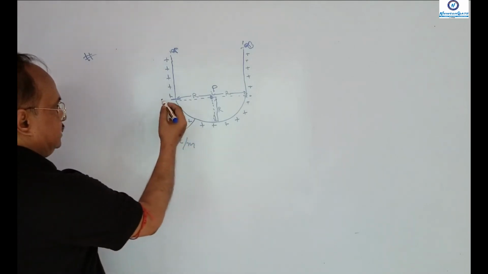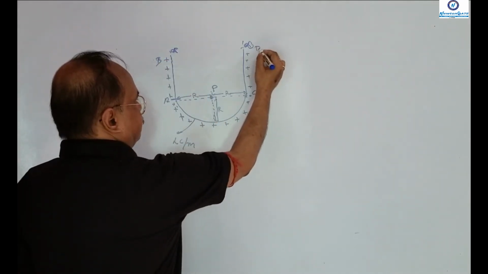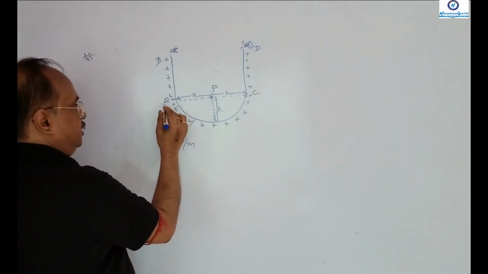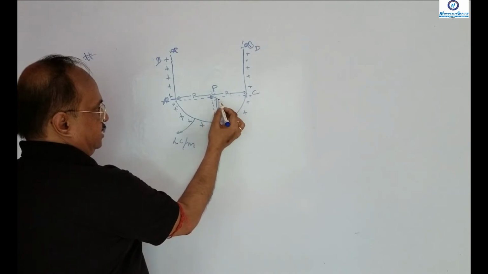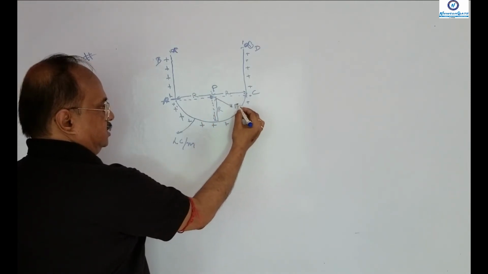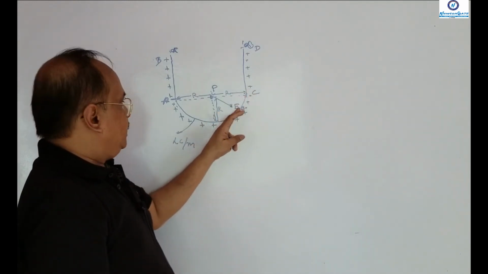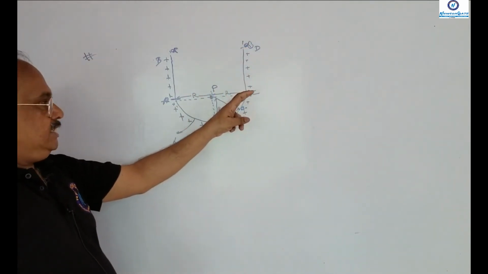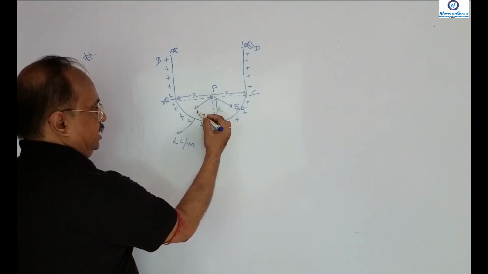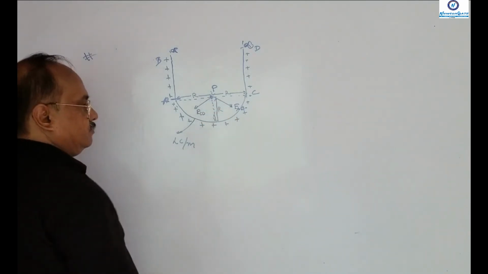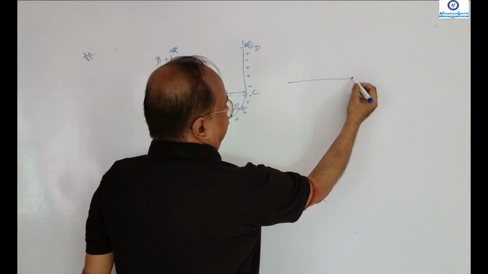Now let us name this as AB, let us name this as CD. So electric field due to this AB part will be this side, right? This is EAB, and electric field due to this CD part will be this side, it will be ECD.